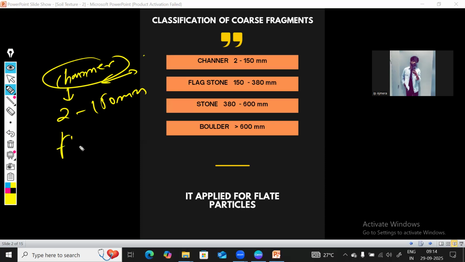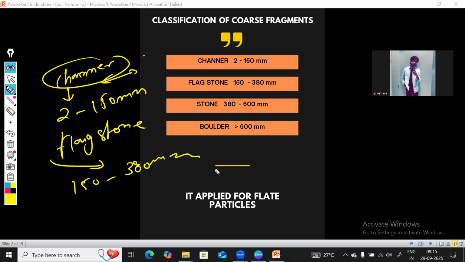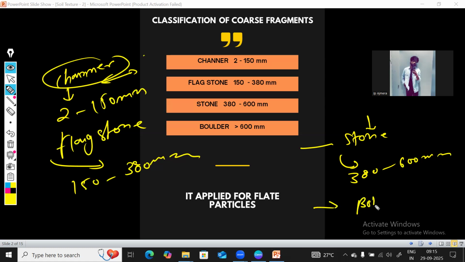Another one is flagstone. The flagstone holds the size of 150 mm to 380 mm. Simple as that. And the next one is stone. The stone was in the round one also. So what does it hold? It holds the size of 380 to 600 mm. And they end up with the boulder, which again holds sizes of more than 600 mm.